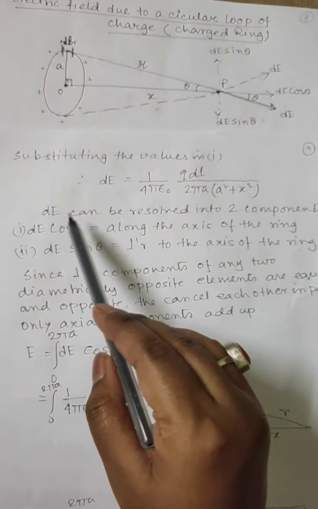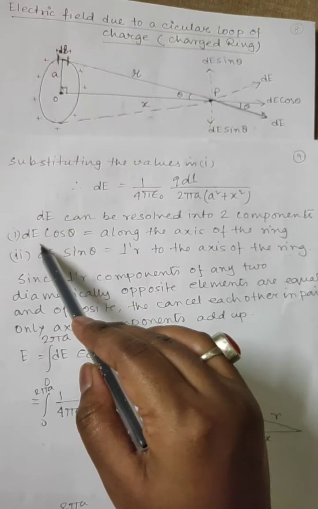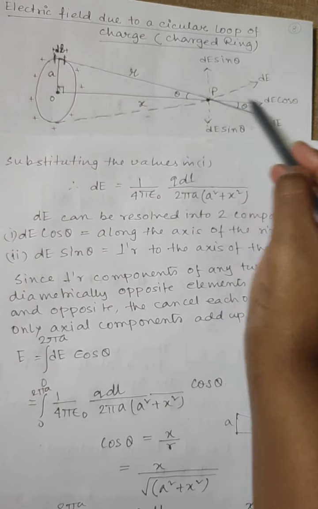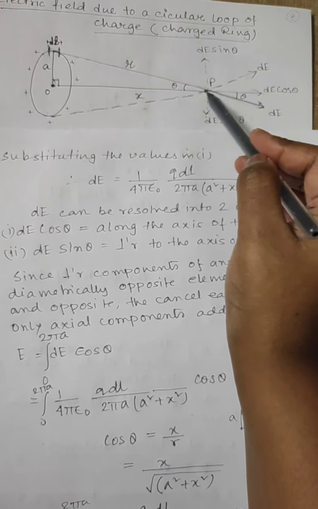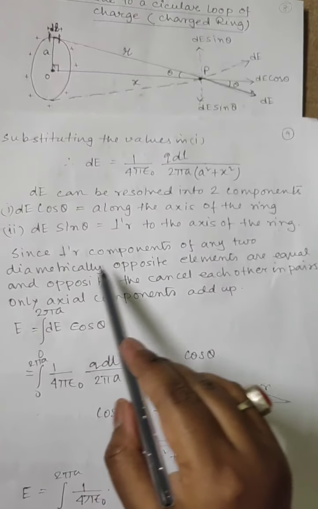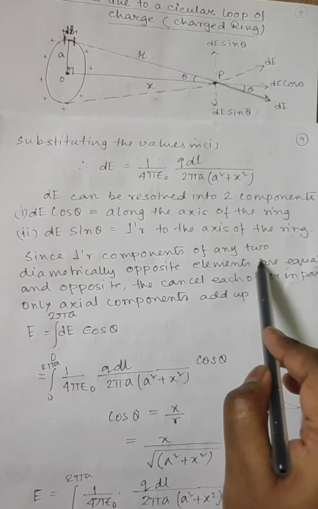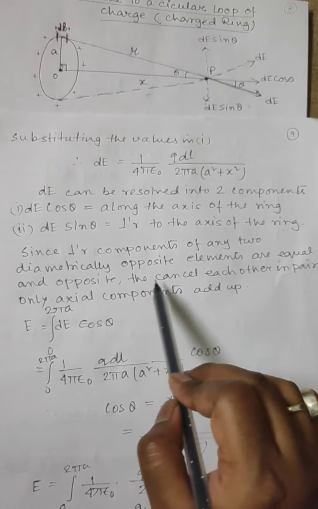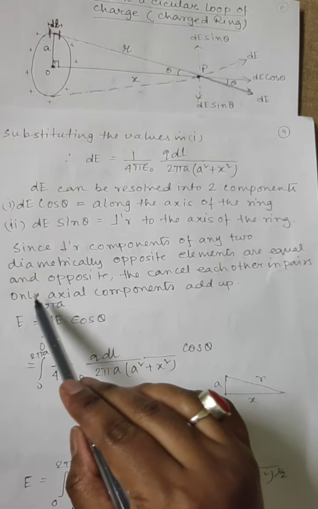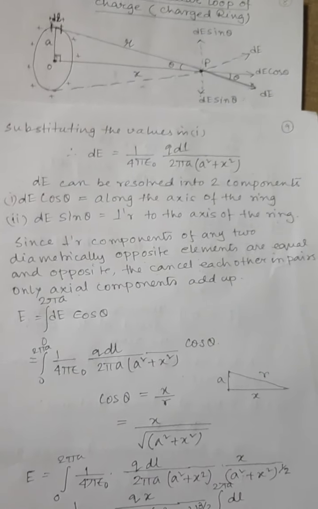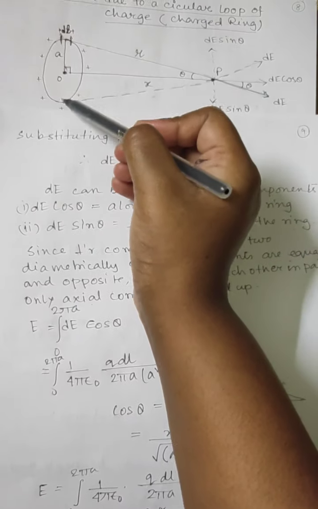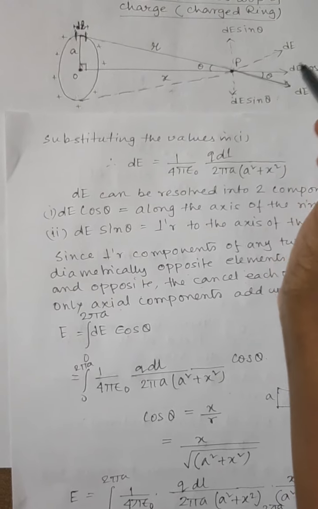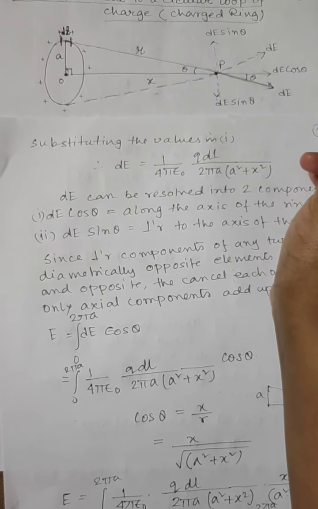Now dE can be resolved into two components, that is dE cos theta along the axis of the ring and dE sin theta perpendicular to the axis of the ring. This one and this one, along the axis and perpendicular to the axis. Since perpendicular components of any two diametrically opposite elements are equal and opposite, they cancel each other in pairs, and only axial components add up. So as I told you, for all the elements opposite to each other, the dE sin theta component will get cancelled out, and we are left with only the dE cos theta components.